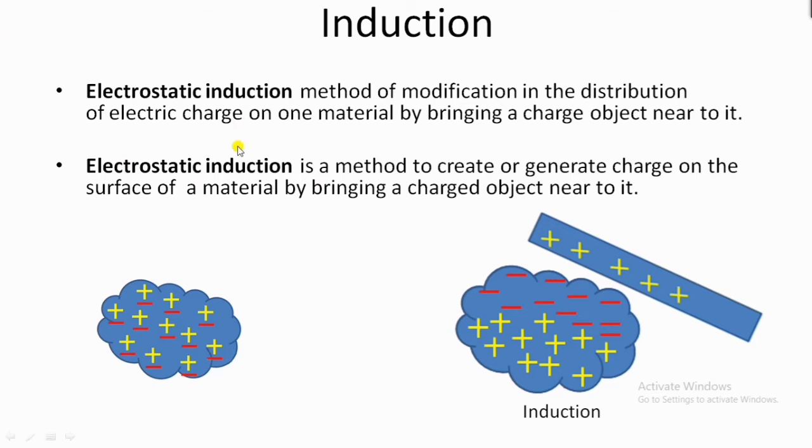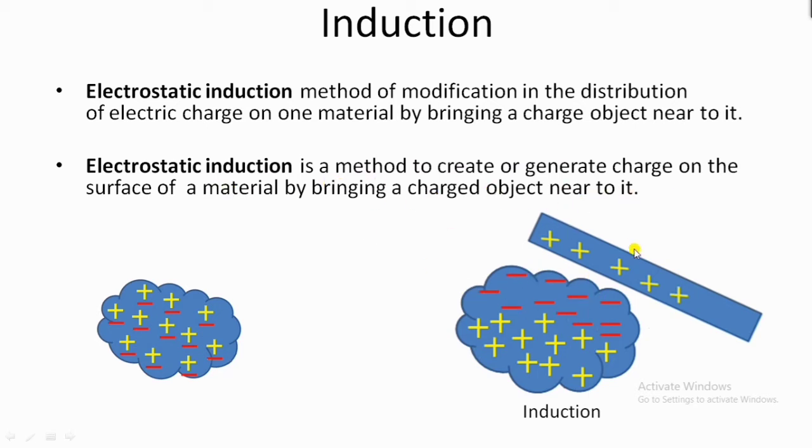Now this is the definition for induction. Induction is the method of modification of distribution of electric charge. Here the distribution is positive and negative together, but when you bring a charged rod, this distribution gets disturbed. So we are modifying the charge distribution, or we can say electrostatic induction is the method to create or generate charge on the surface of a material by bringing a charged object near to it.